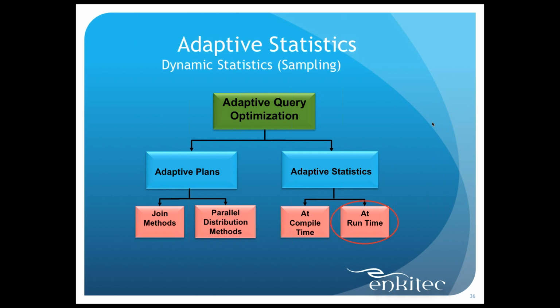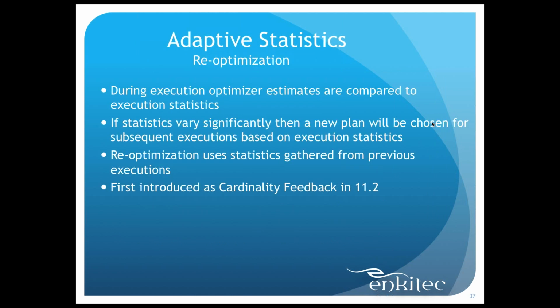Okay, so moving on to adaptive statistics at runtime, cardinality feedback basically. During the execution, we mentioned earlier that the cardinality feedback in 11G was a subsequent execution kind of a thing. It didn't help you during the first execution, but would calculate numbers and then try to apply fixes in the subsequent executions. 12C still follows that same basic methodology.